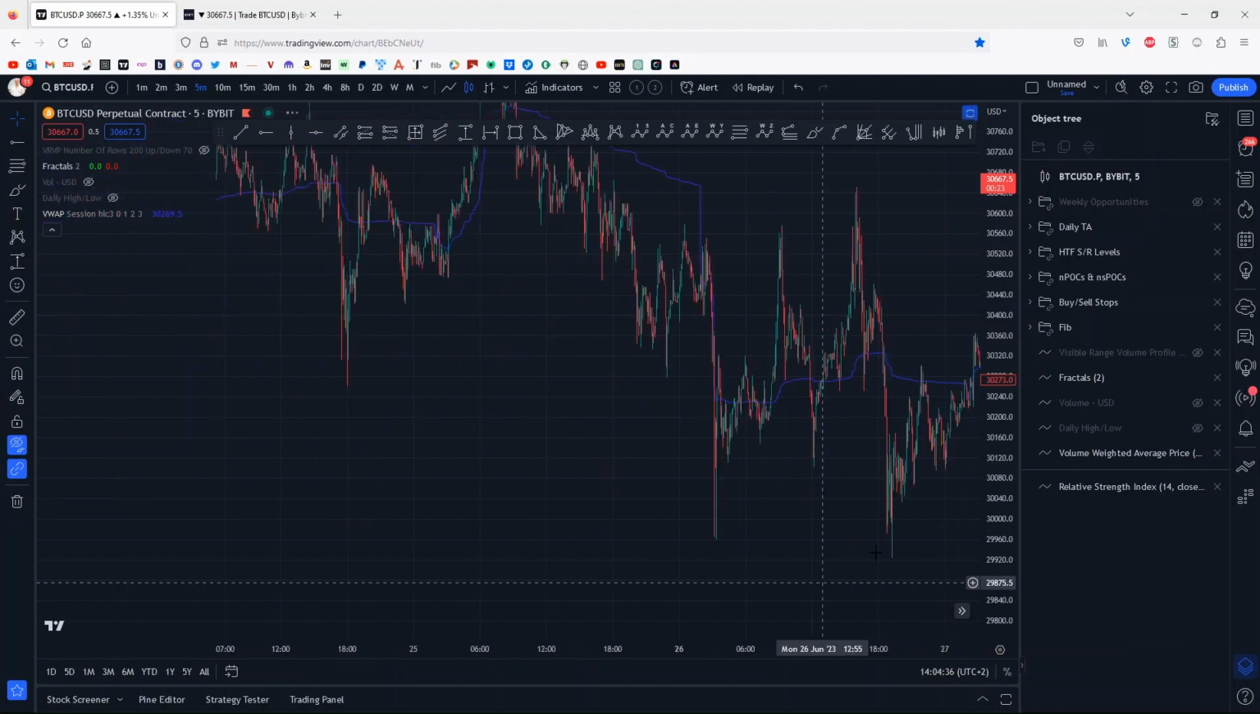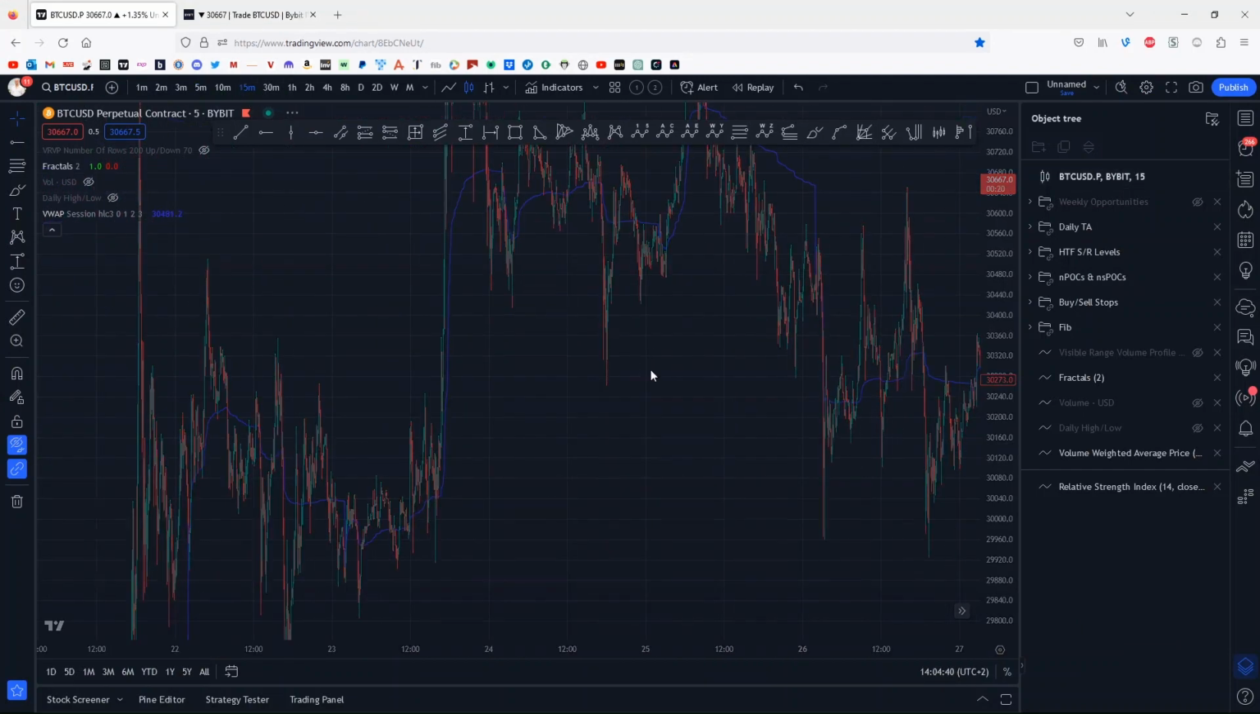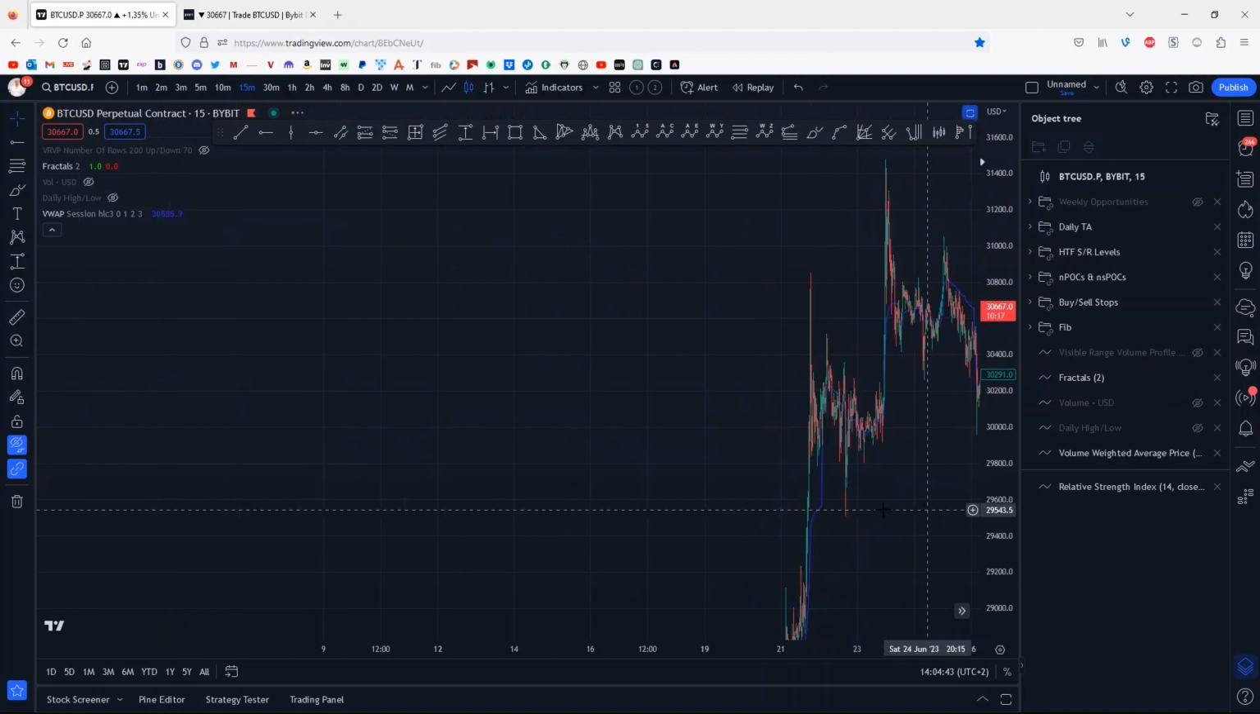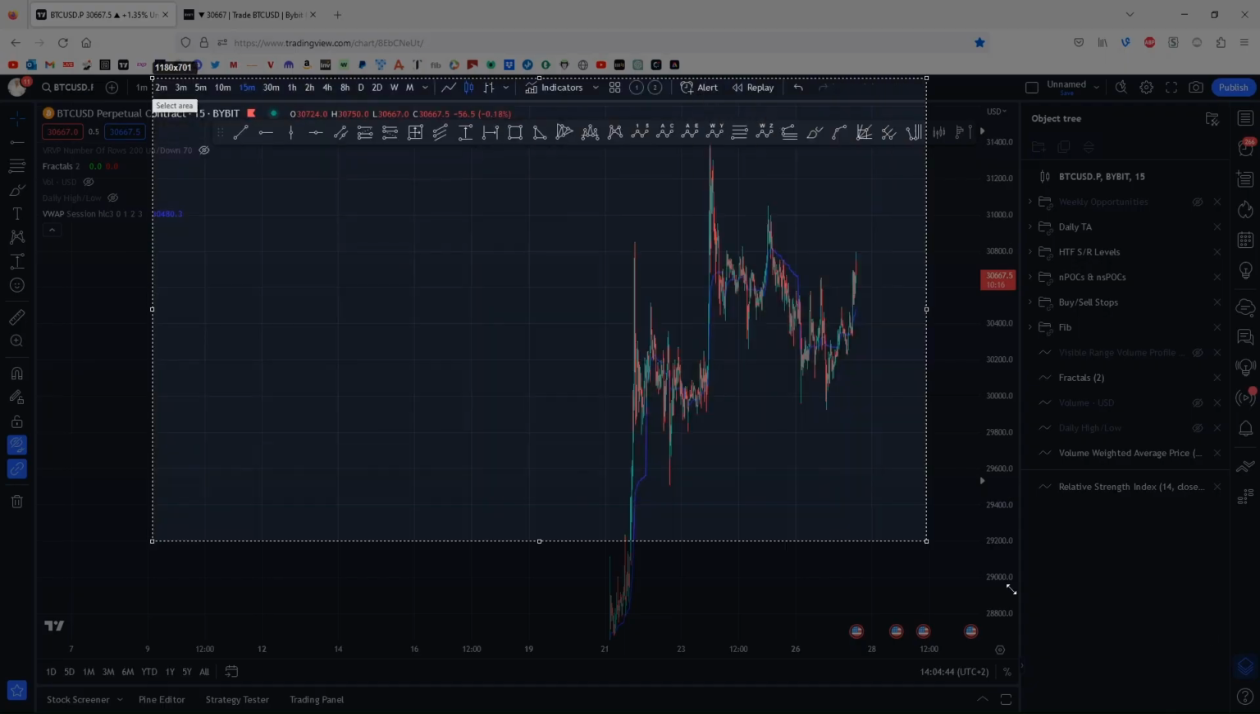So let's go on to the second example. Again, 15-minute time frame because it was pretty recent. We're talking about this low right here.